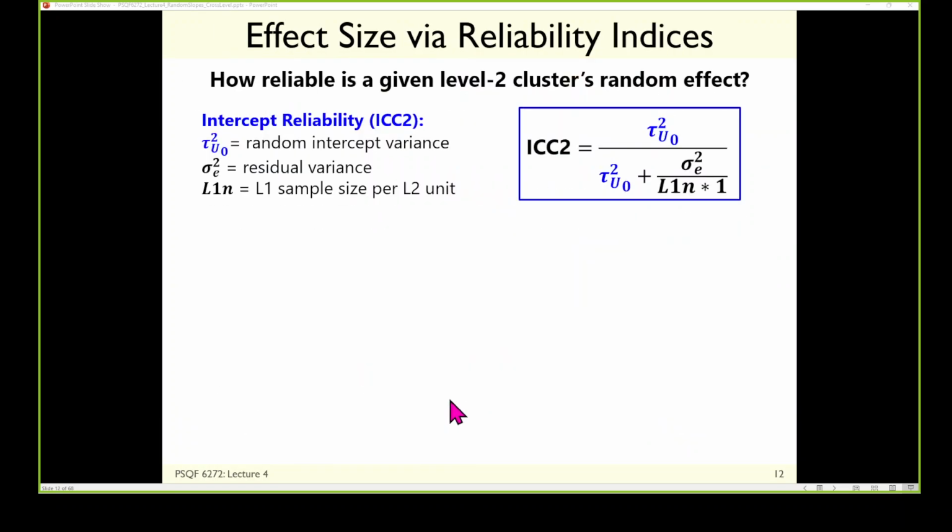Okay. Here's another one. You know this one already. How about reliability? This is ICC2. I'm calling it intercept reliability here. And this is very close to the formula for ICC1. The exception is dividing by level 1n. And you might say, why is this times 1?